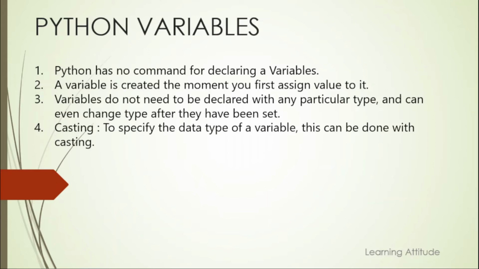Casting. To specify the data type of a variable, this can be done with casting. Means by using casting you can declare the variable type. Means the variable is of type string or integer or float, like that. So let's see one example for this.